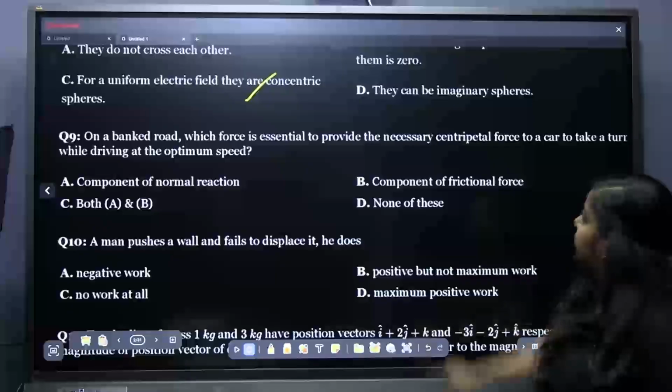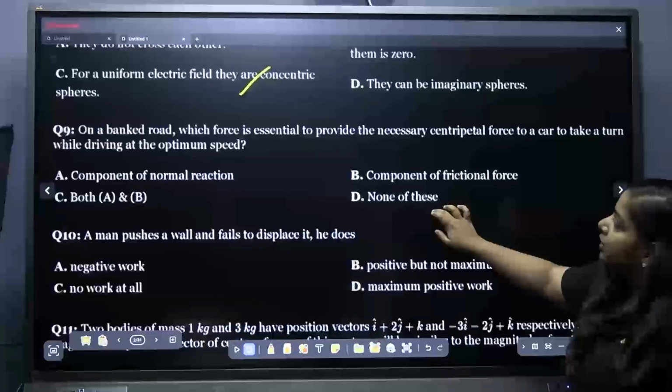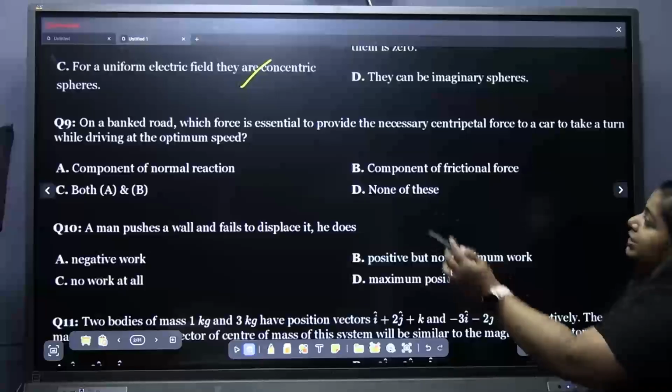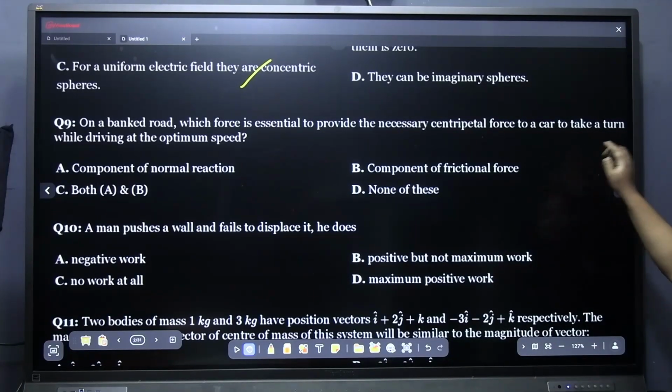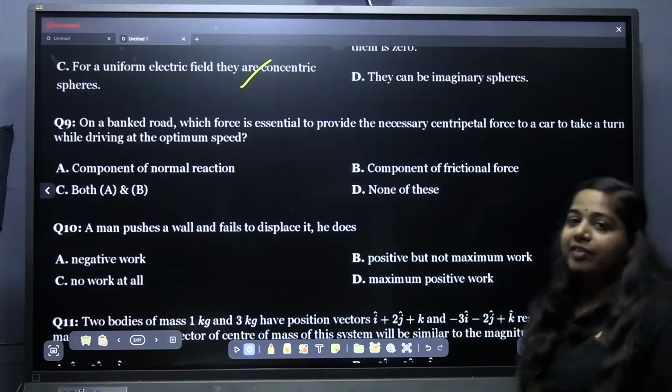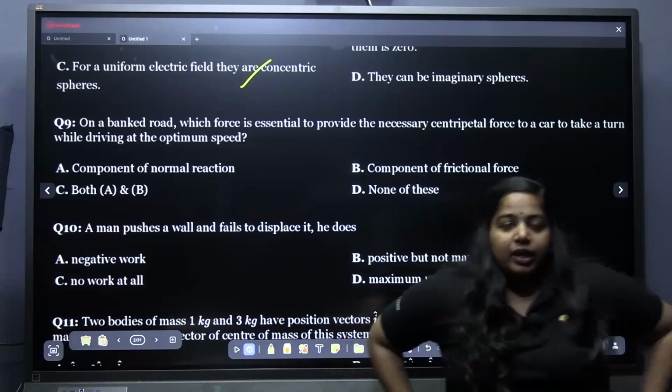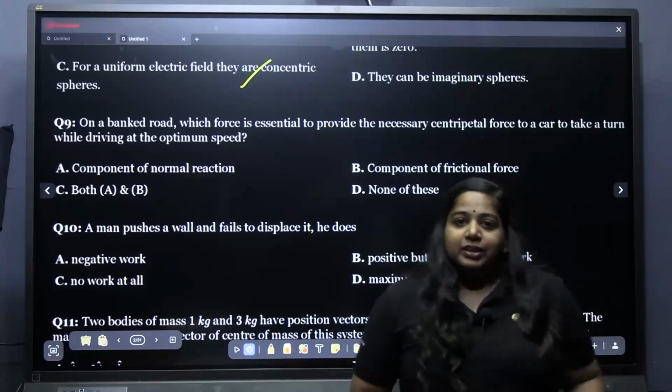Next, question number 9. On a banked road, which force is essential to provide the necessary centripetal force for a car to turn while driving at optimum speed? Now, I don't know if you remember the chapter or not.